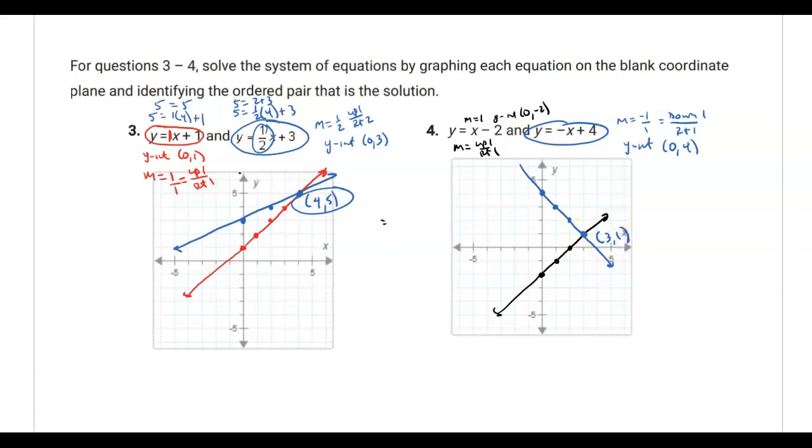That is the solution to this system, (3, 1). And if I plug those in, y is 1, so is 1 equal to 3 minus 2? Yes. Is 1 equal to -3 plus 4? Yes. This ordered pair makes both of those equations true.